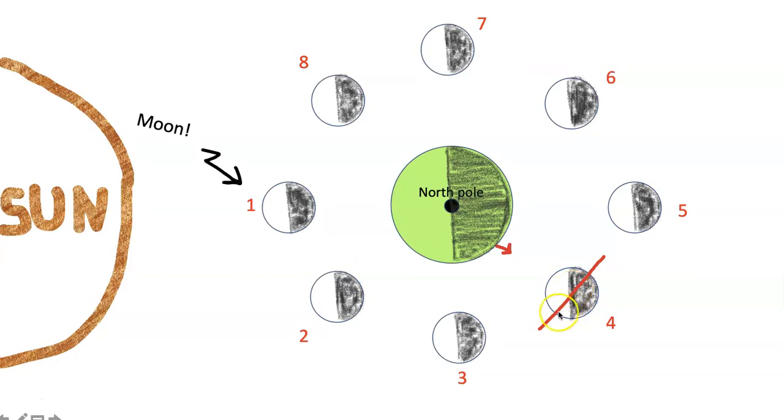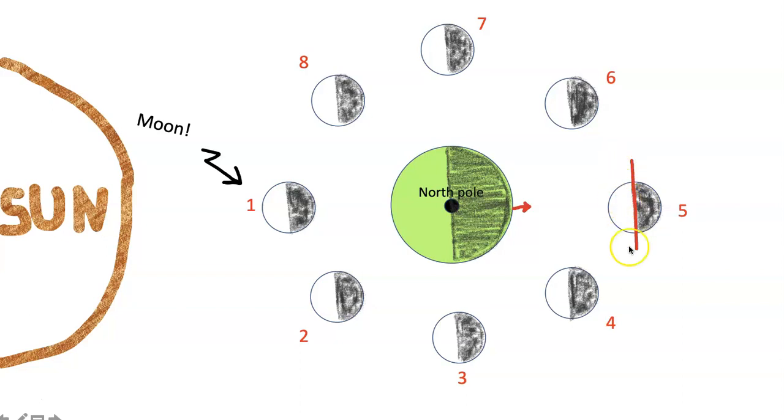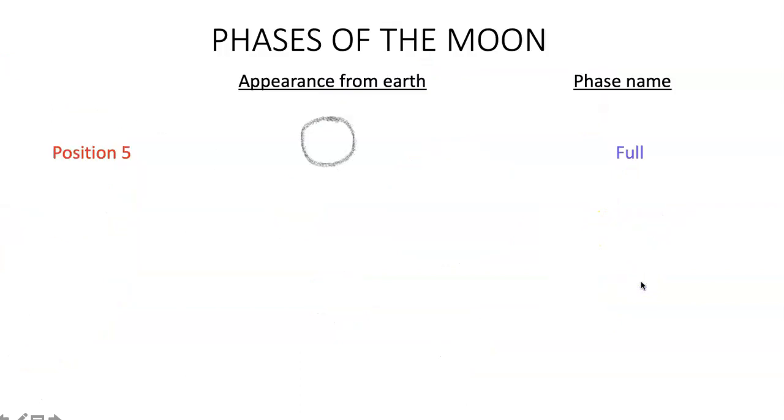The waxing gibbous. Now, a large portion of the right side of the moon is illuminated, but it's not quite full. And that's the waxing gibbous. When we get to position 5, we now see the full moon. The entire portion that we can see from Earth is full.